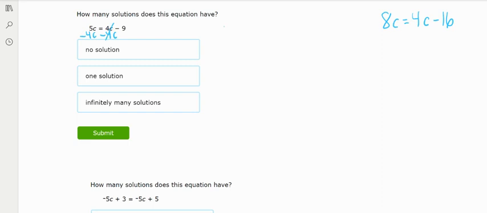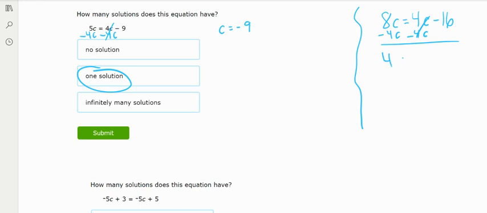Now I would end up just getting c equals -9. So obviously, because I got one number, that just means one solution. But even if you had an example that looks like the one on the side over here, if I was subtracting 4c and I got 4c equals -16, you could go ahead and keep solving and get c equals something. Or again, I know there's only one solution because there's a c left over. It's when the variable cancels out, that's when I know it'll be no solution or infinitely many solutions.